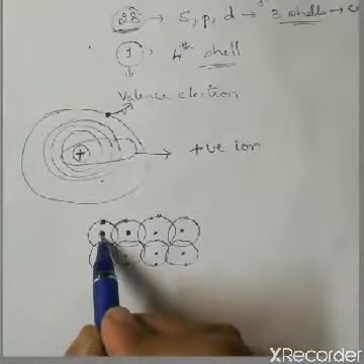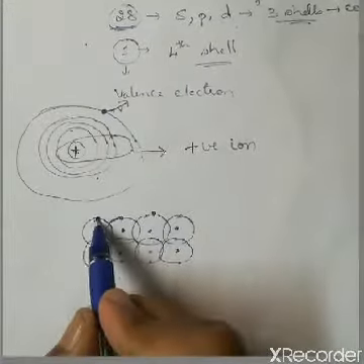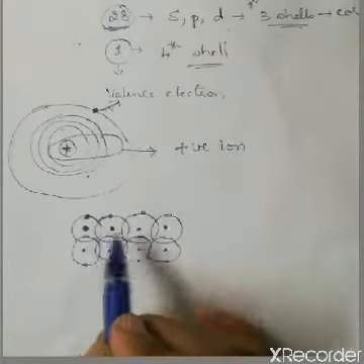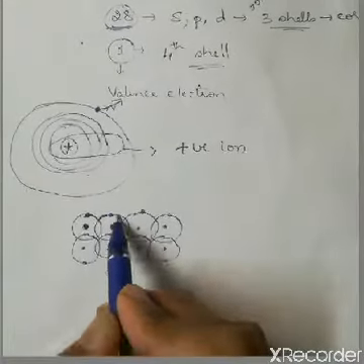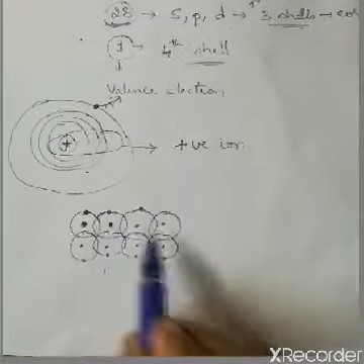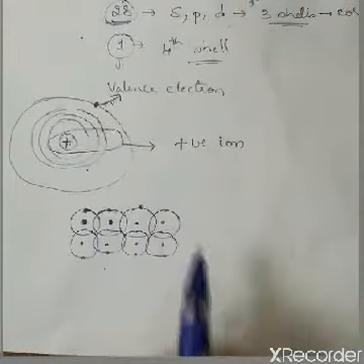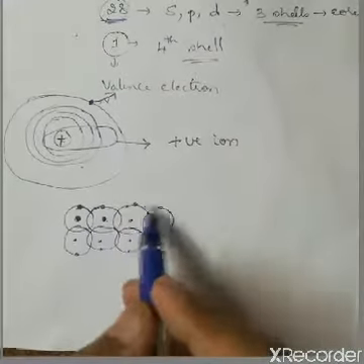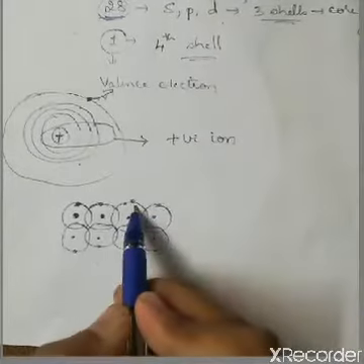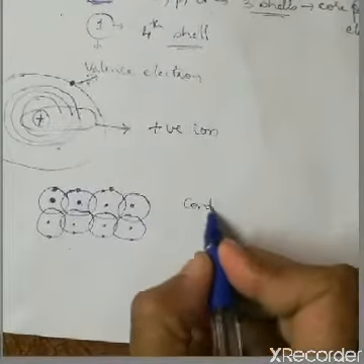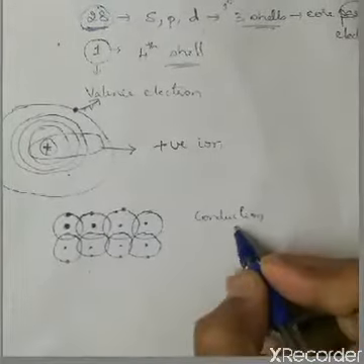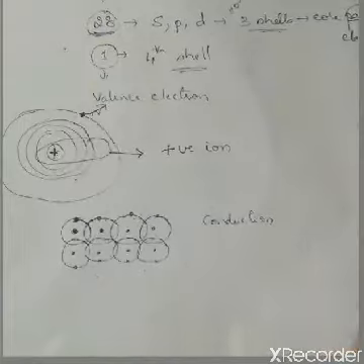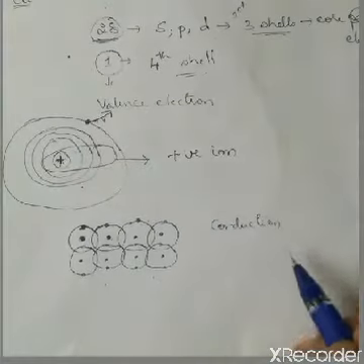Now each atom is contributing, for example I have taken copper, so each atom is contributing one electron. Even this one is also contributing one electron. So I can say each atom contributes an equal number of valence electrons, and hence when you form a metal, it consists of a huge number of valence electrons, and these valence electrons are responsible for conduction in metals. Conduction is nothing but the flow of current, you can say.